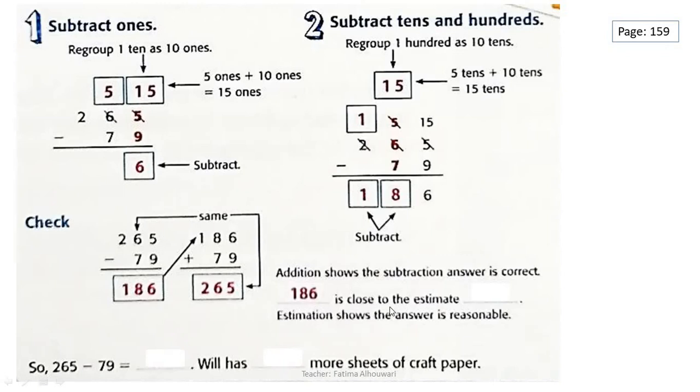186 is close to the estimate that we got at the beginning of the problem, 200. It's close. So estimation shows the answer is reasonable. Again, 265 minus 79 equals 186. This is the difference. Will has 186 more sheets of craft paper.